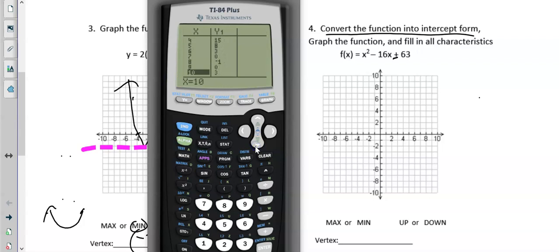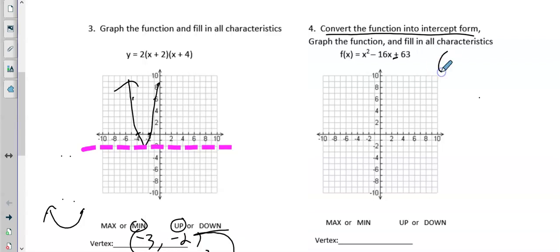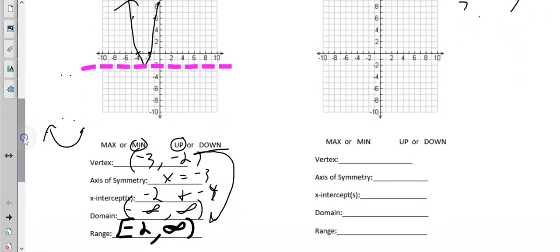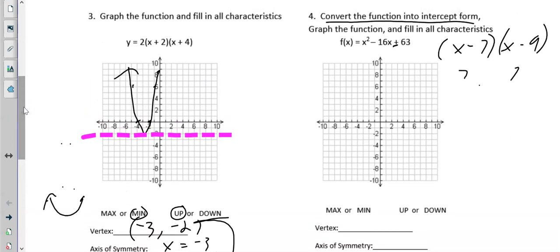And there we have it at 7 and 9. Because when we factor this, it's going to factor to x minus 7, x minus 9, which gives us 7 and 9 as our intercepts. Okay, where's the vertex going to be? It's going to be right in between those. Okay, 7 plus 9 is 16, and 16 divided by 2 is 8. So we have intercepts there at 7 and 9.